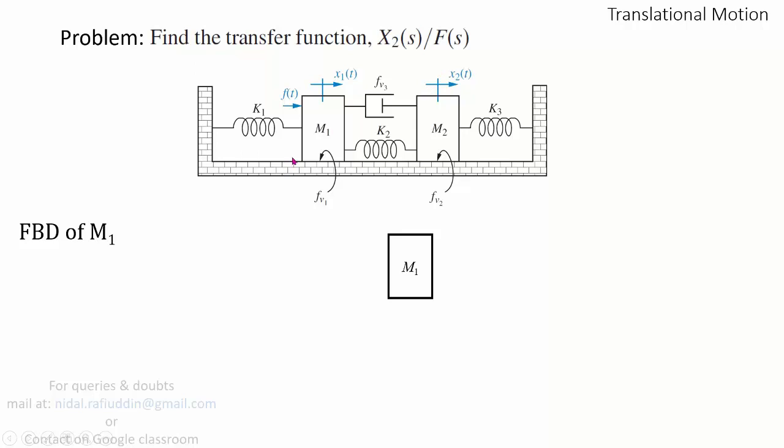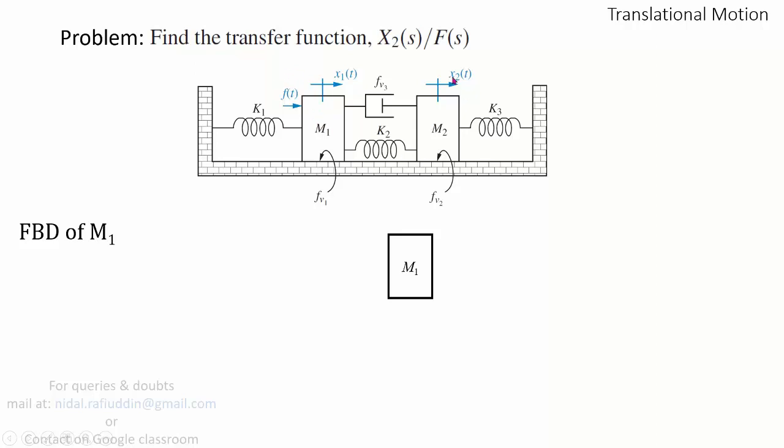In order to solve problems of such type, you will have to draw the FBD of the masses which are given in the system. Since you have two masses m1 and m2, you will be drawing two FBDs. We start with the free body diagram of m1. Always make a practice of drawing the FBD of the mass on which force is being applied. We prefer drawing FBDs of masses on which the input is given.